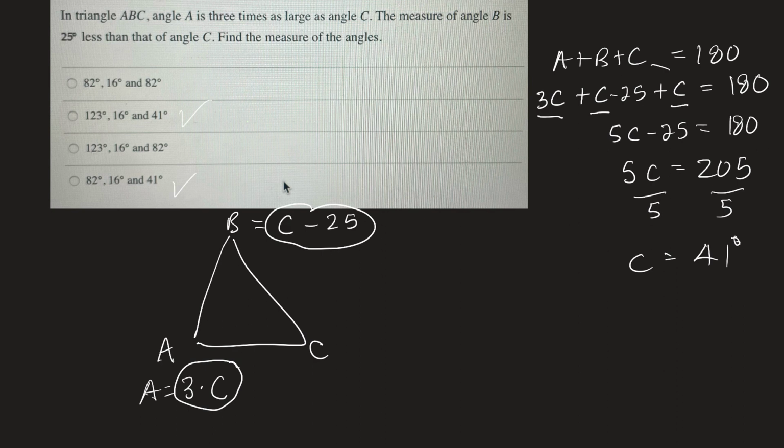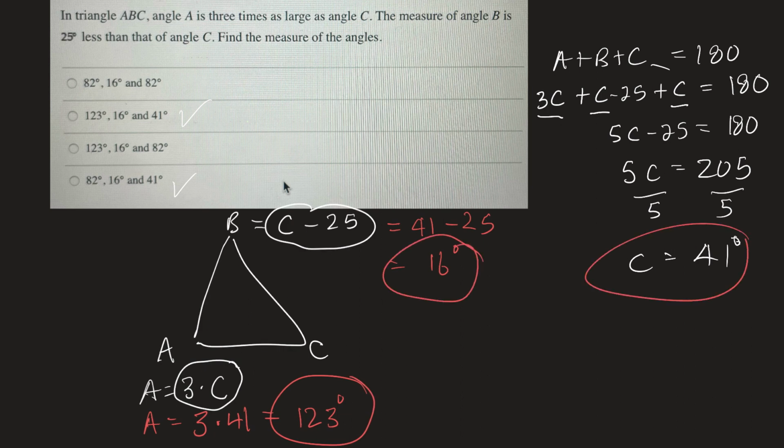But now I can figure out what the other angles are, because I know that A over here is 3 times C. Well, if C is 41, 3 times 41 I think is 123 degrees for A. And then for B is C minus 25. So if C is 41 minus 25, I think that comes out to 16 degrees. So A, 123, B, 16, C, 41.